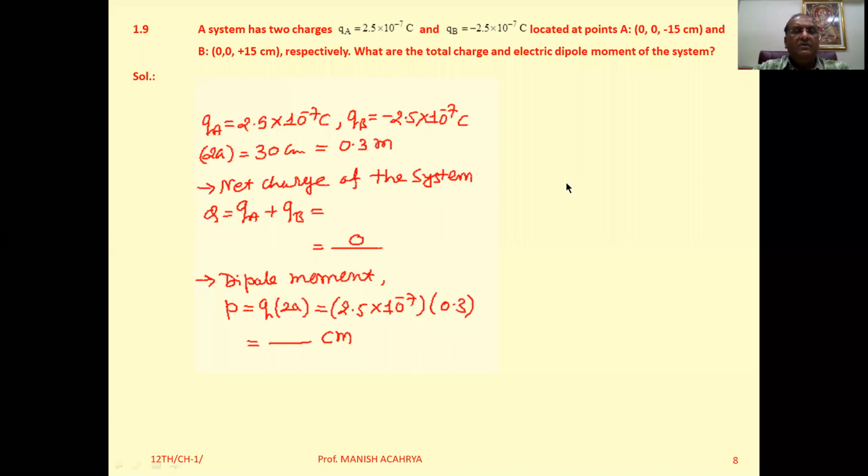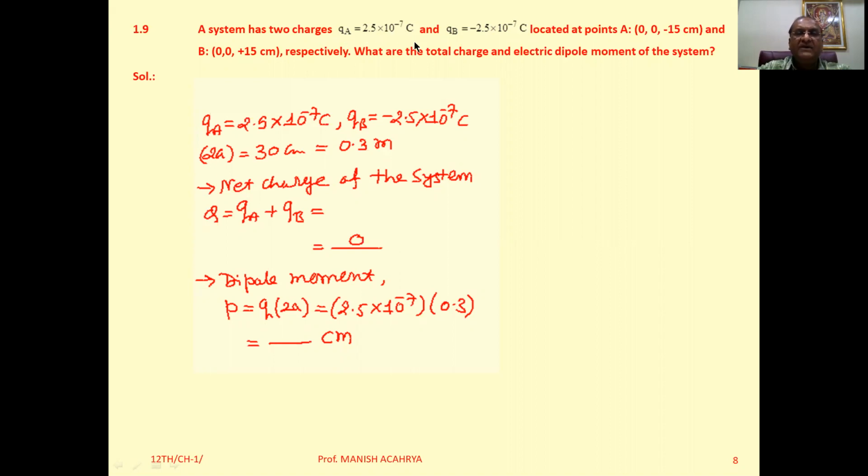Now next example, 1.9. A system has two charges, QA equal to 2.5 into 10 raised to minus 7 coulomb and QB equal to minus 2.5 into 10 raised to minus 7 coulomb, located at points A, 0, 0, minus 15 centimeter and B, 0, 0, plus 15 centimeter respectively. What are the total charge and electric dipole moment of the system? Say here given charges are equal in magnitude but opposite and separated by some finite distance. So this is the dipole.